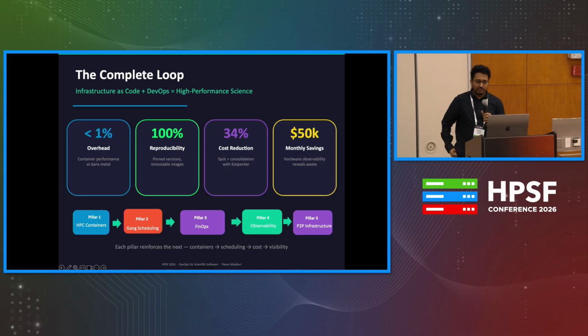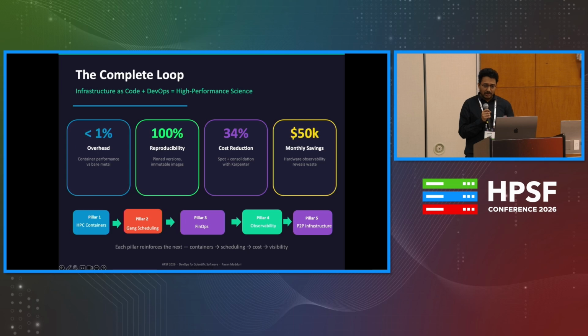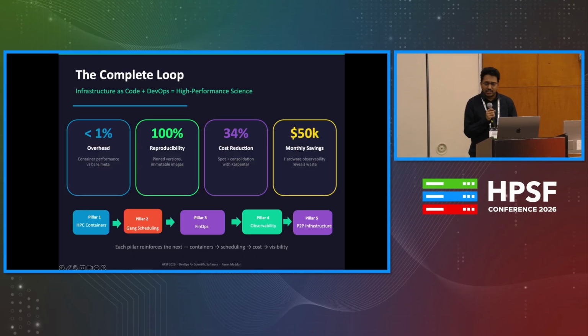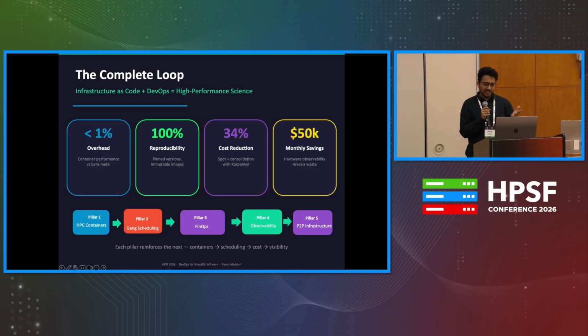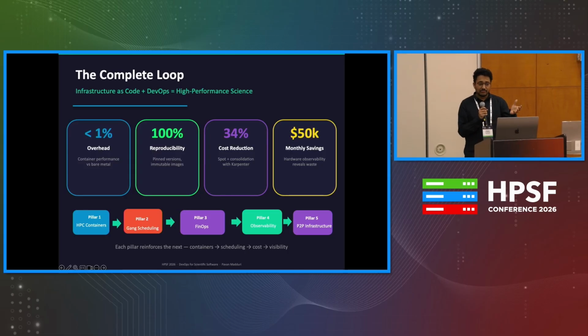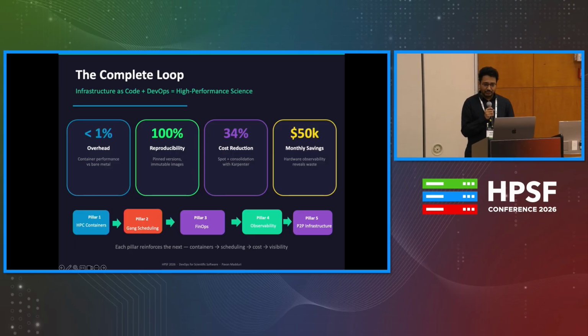So when we put it all together, infrastructure as code and GitOps, whatever practices I talked about before, these 5 pillars, the optimized containers, gang scheduling, the FinOps cost savings tracked with deep observability, and accelerating P2P, the results speak for themselves. We maintain almost 1% overhead, and we achieve better results for that. We saw almost 34% cost reduction with Karpenter, plus about 50K monthly savings from cutting hardware waste with the open telemetry logging. So yeah, any questions?